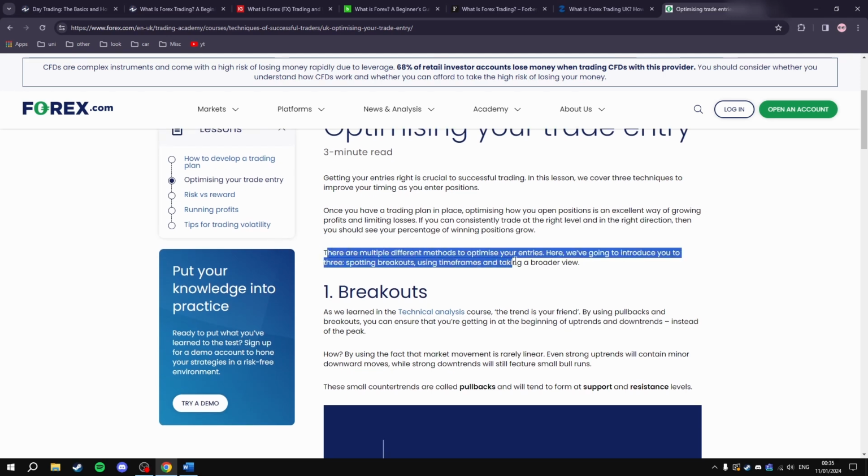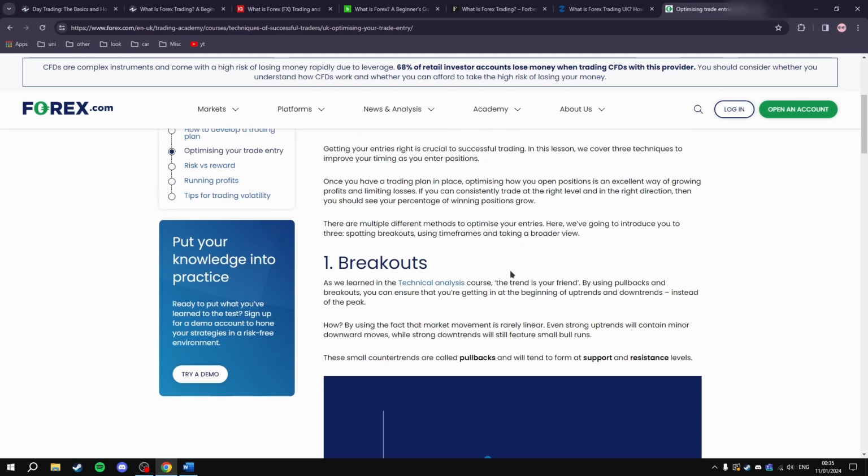There are multiple different methods to optimize your entries. Here we're going to introduce you to 3. Spotting breakouts, using time frames, and taking a broader view.